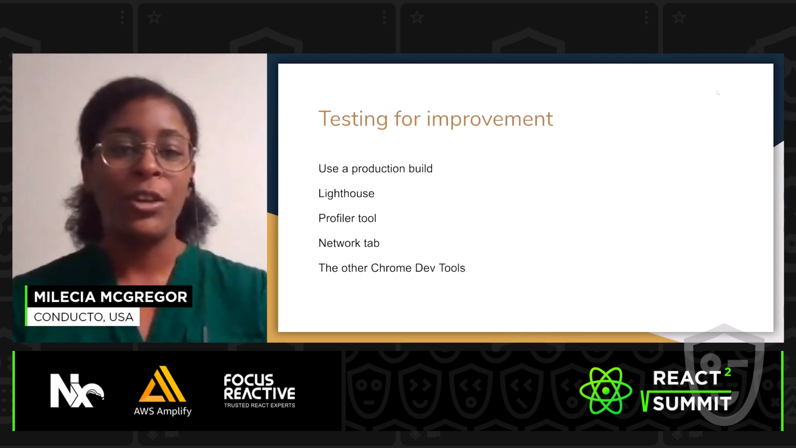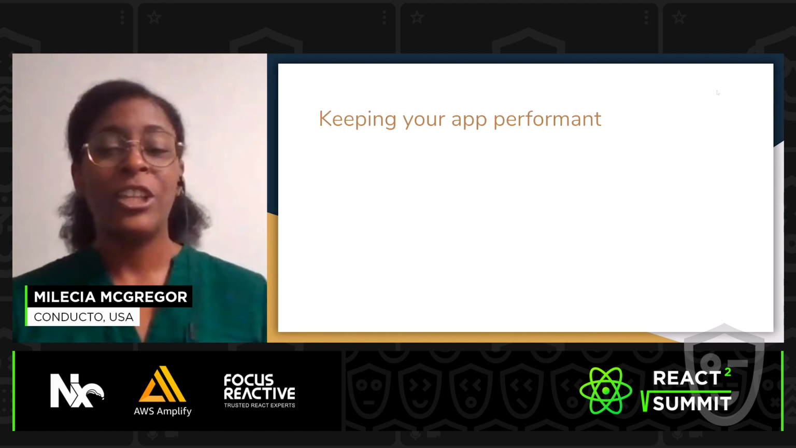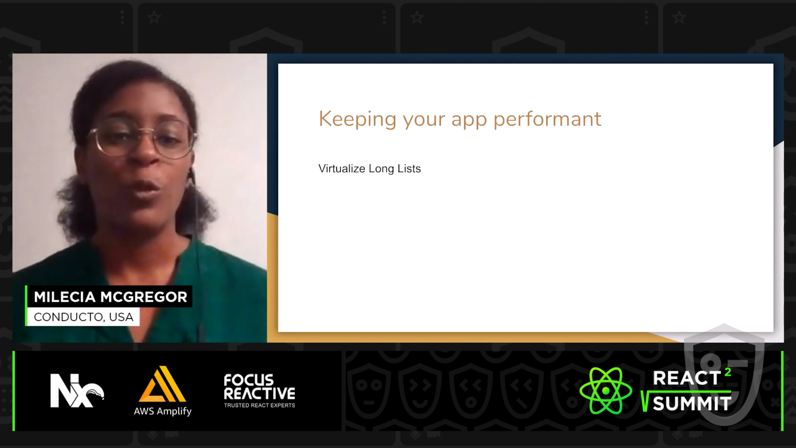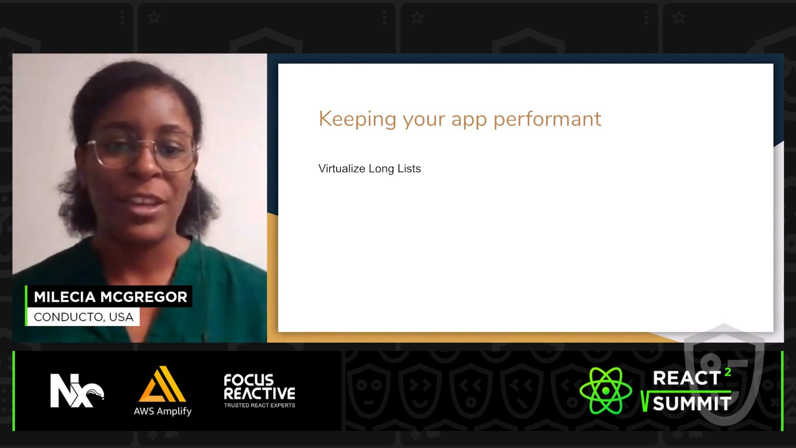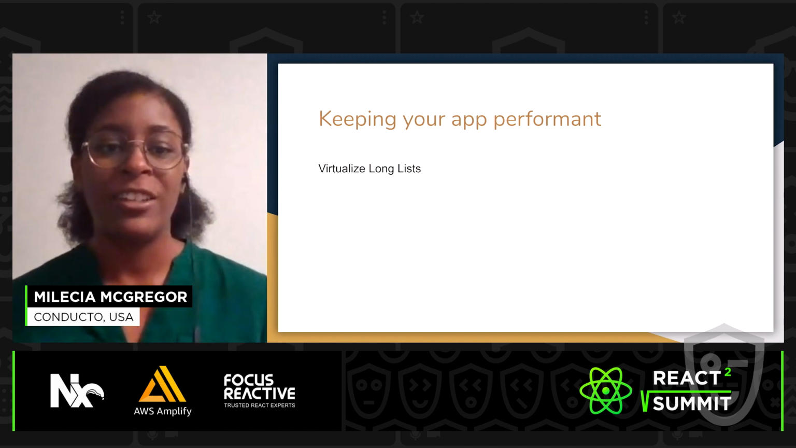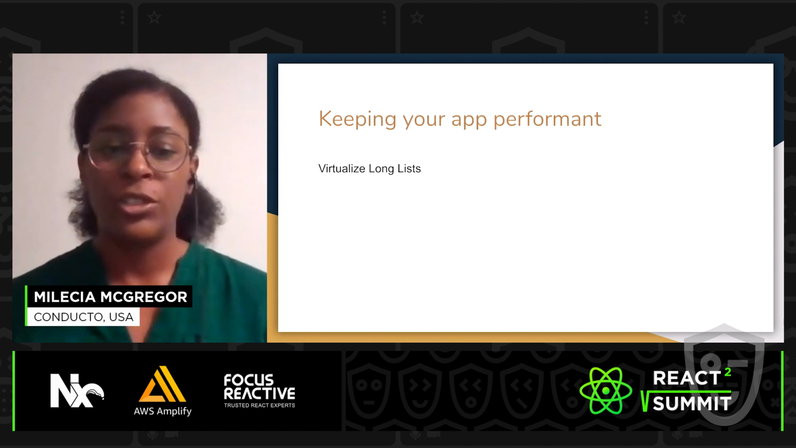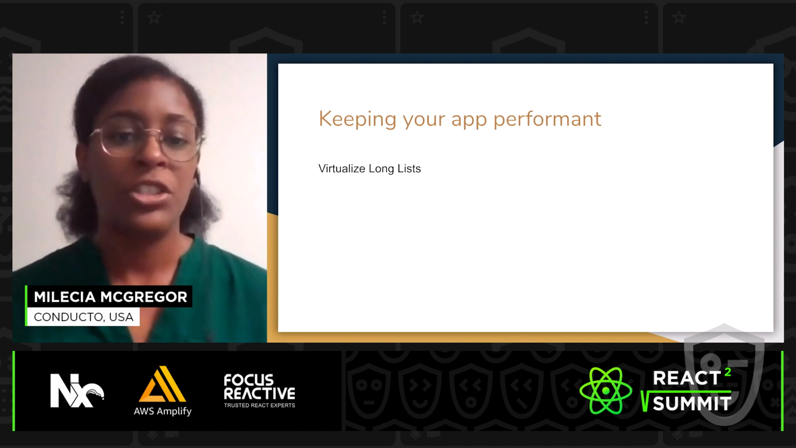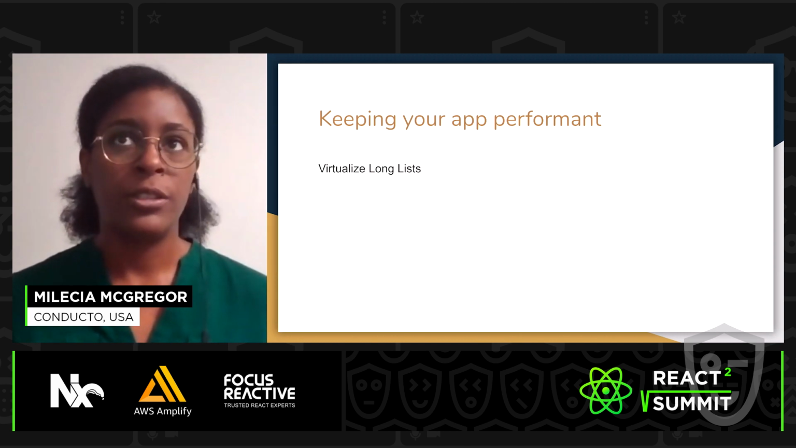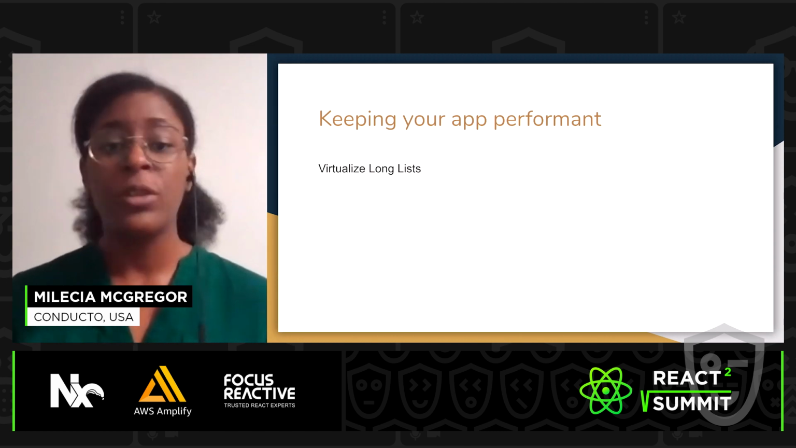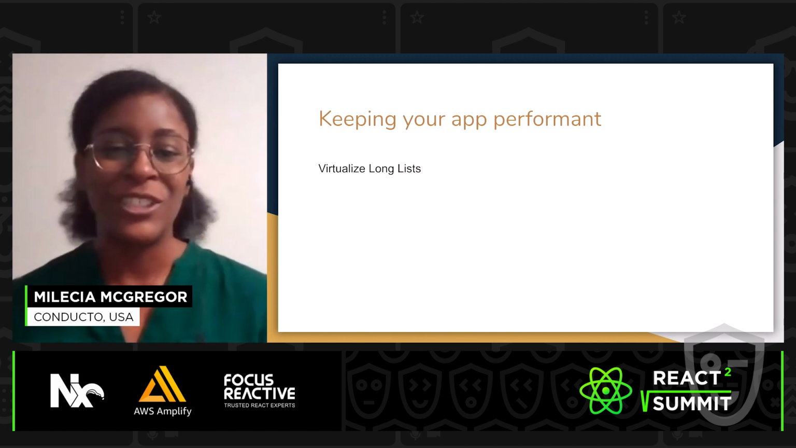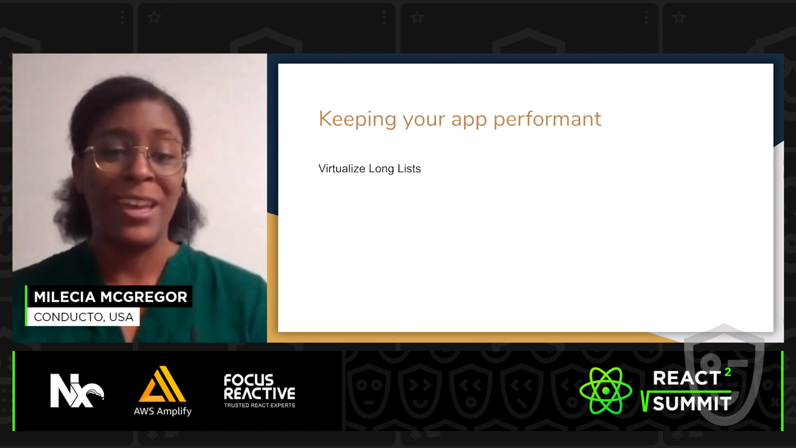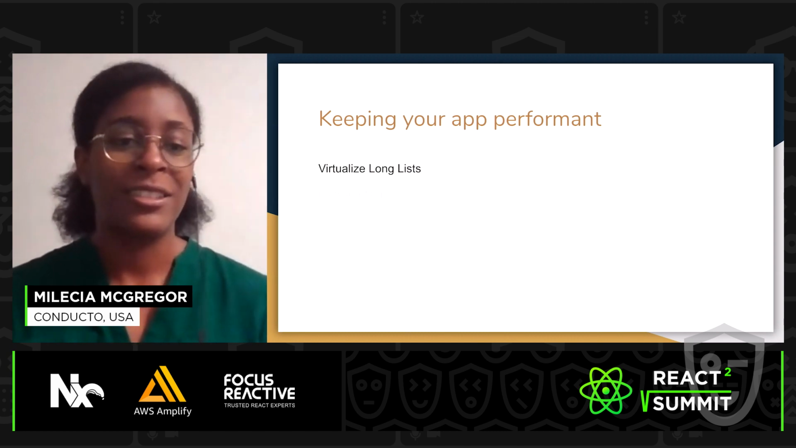All right, now that you know all about testing, let's talk about how you can keep your app performant. So remember we were talking about those API requests that return a lot of data? Go ahead and try to virtualize those lists. So if you can do any type of pagination or what is that, the infinite scroll thing, if you can do that instead of loading 1,000 items onto a page at once, that will definitely help your performance a lot.